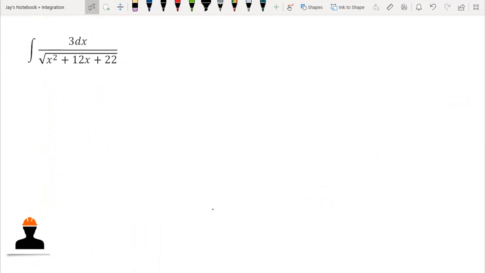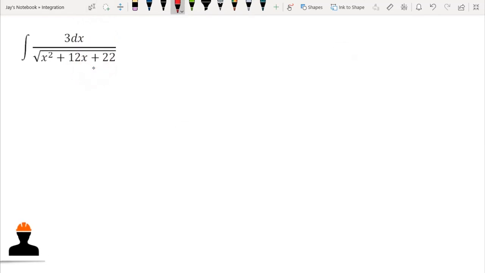Now we have here the second example, that is the integration of 3 dx over the square root of x squared plus 12x plus 22. Now we might think again that this could be integrated using the trigonometric substitution, by first letting us determine our u and our a. Now again, our radicand here is in the form of a quadratic expression, so we need to apply completing the square to this one by again introducing a number.